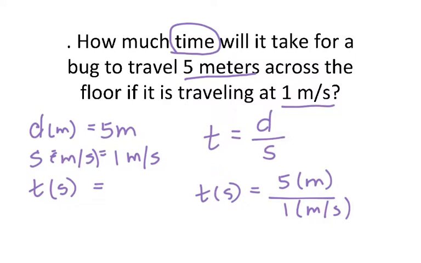So now, to know what the unit is going to be if you forget, you're going to do what you would in any math class. You're going to cross out the things that are the same. What this is telling you is that the time it takes to get 5 meters, if you're moving at 1 meter per second, is going to be 5 seconds.